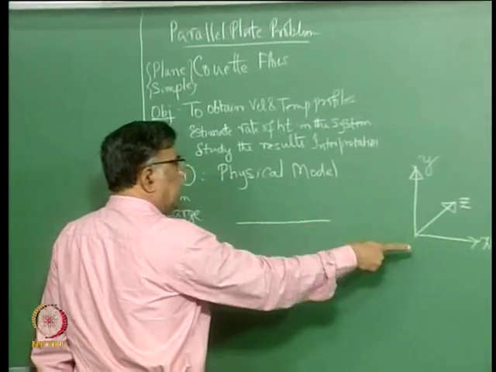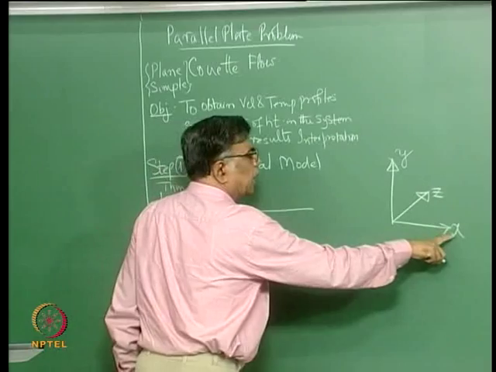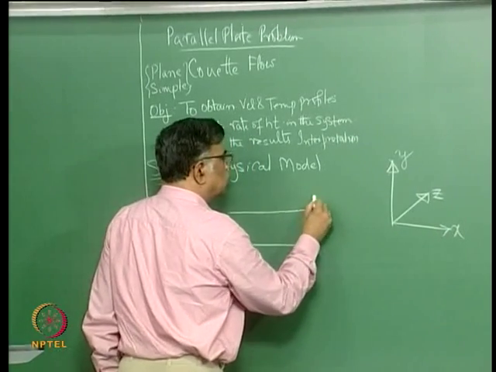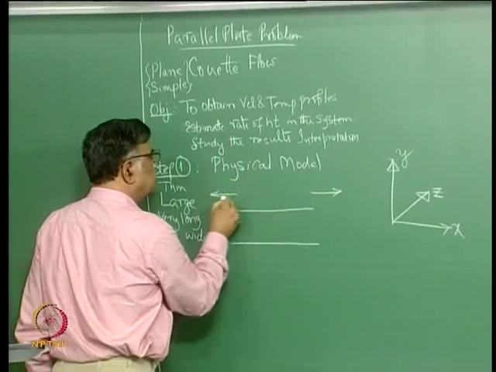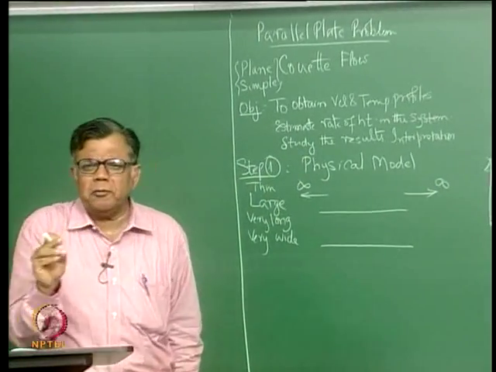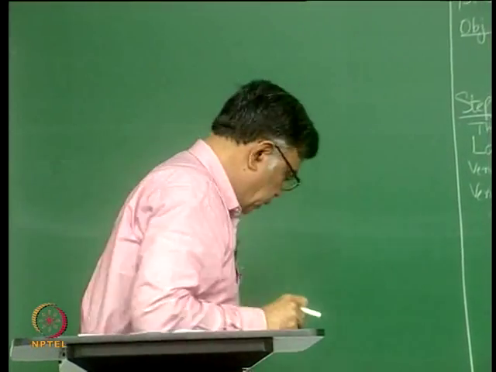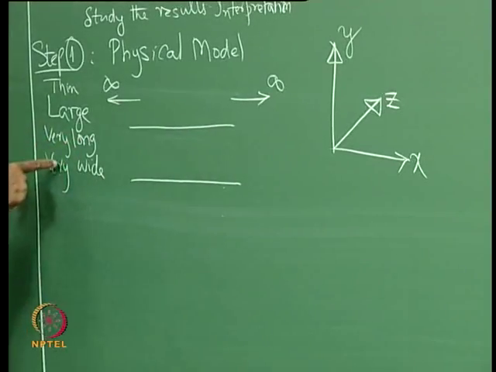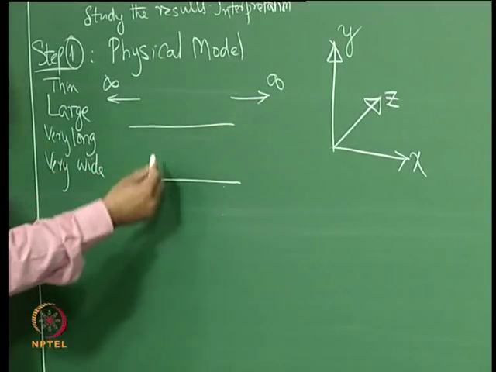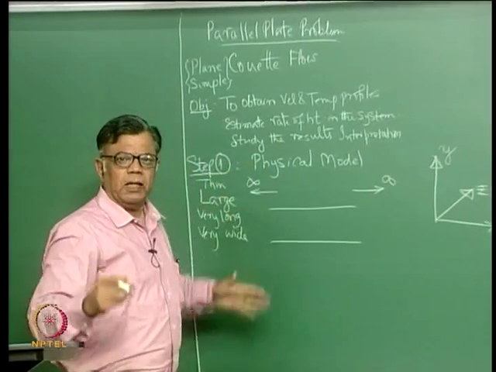Now, if you take that in terms of the plate, that means this x is very long. So, this is very long. Very long means it is infinity. These are all very simple things. I am trying to make it clear to myself and to you. So, how can you write it down? X is infinity. Now, we will not make y infinity, we will make z infinity. Z is perpendicular to the plane of the board.